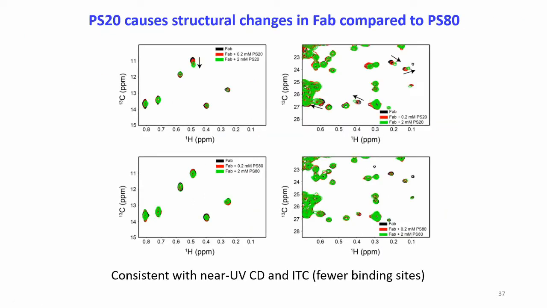And we reconfirmed whatever observations we made with near UV-CD using antibody NMR. We showed that near UV-CD shows that PS20 causes more structural changes compared to less structural changes in PS80. And you can see the same thing when we monitor the change in the antibody structure using 2D NMR, which is also consistent with the isothermal titration calorimetry.